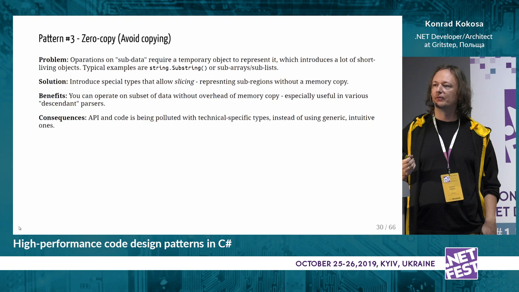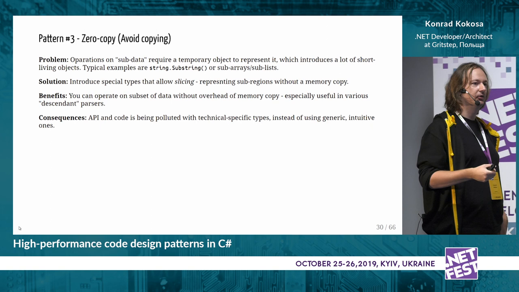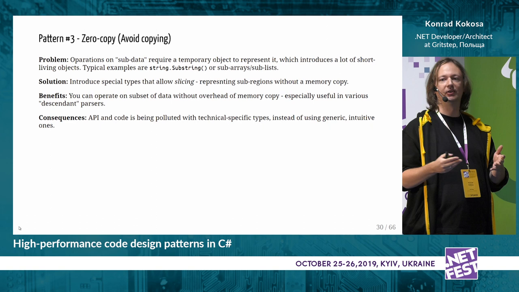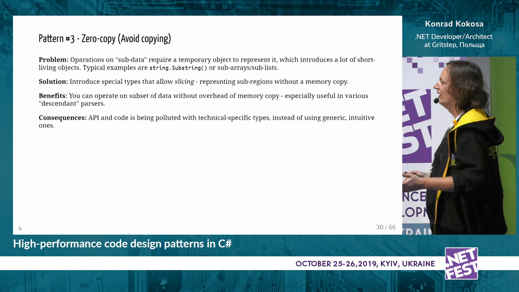There is only one caveat that I'm seeing: from now, in high-performance code, instead of using strings or arrays, we are starting to use this very strange type, which is a span or memory. So the API becomes a little bit less clear because we are now using these very specific types instead of the generic ones.